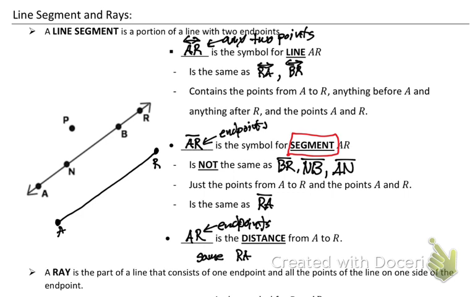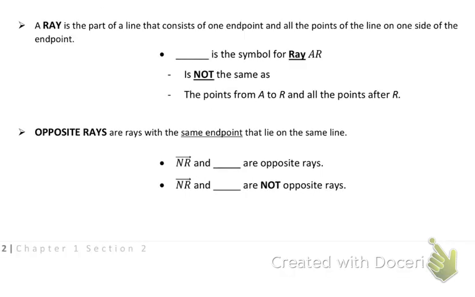All right, the last big concept we're going to cover is rays. A ray is a part of a line that consists of one endpoint, and all of the points on the line on one side of that endpoint. So a ray, in essence, is going to look like this. It's kind of a combination of a line and a segment. It has one endpoint and one arrow.